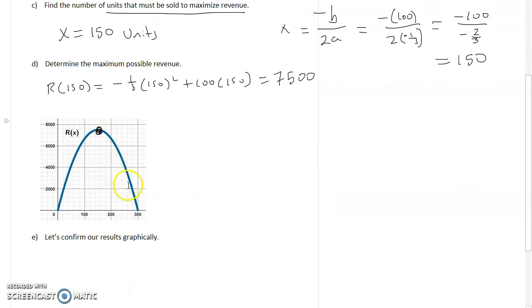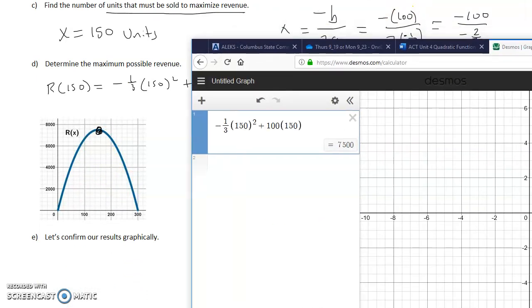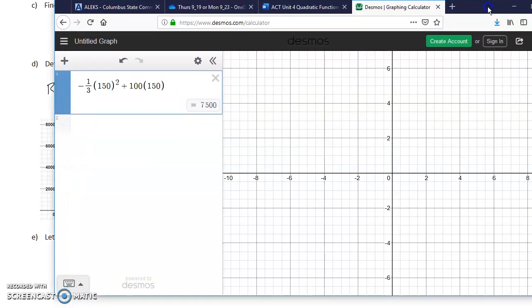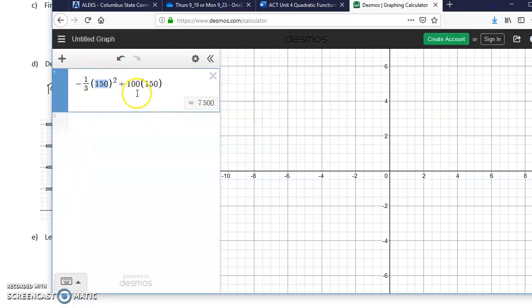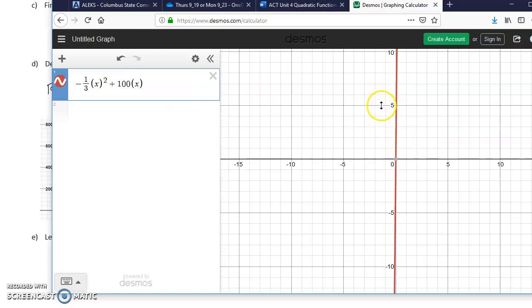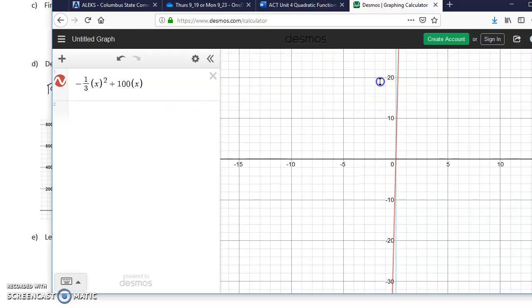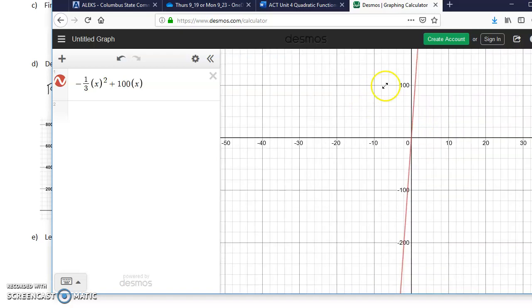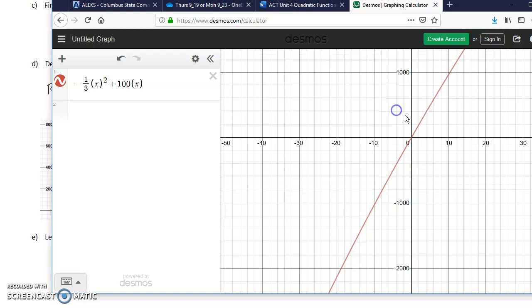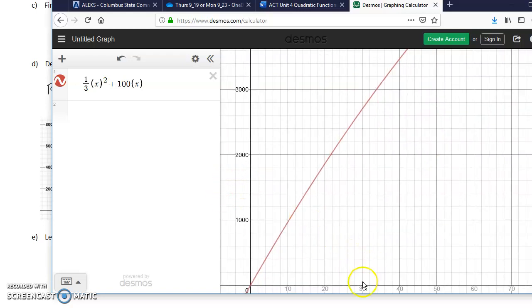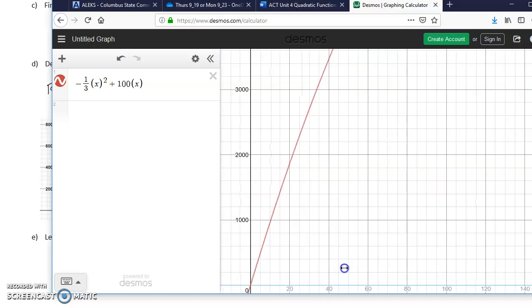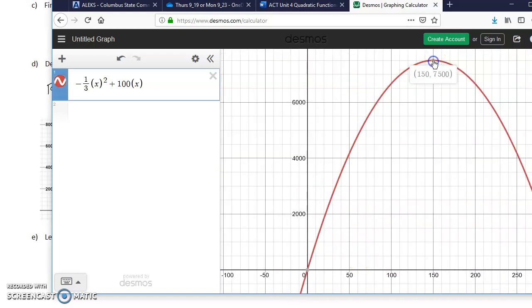Finally, it says let's confirm our results graphically. So if we go to the graphing calculator, or Desmos, I'm going to change these to x's. Then we're going to look for this maximum. I'm going to bring this scale down a little bit so we can actually see the top of this parabola even more. So we're looking for this point right here, right? And we can see it's 150, 7,500. X is the number of units sold, 150 units sold. The maximum revenue would be $7,500.